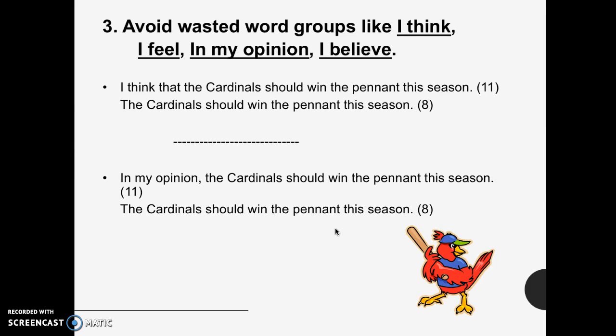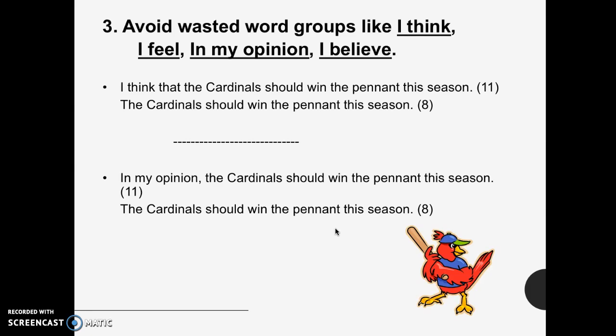We want to avoid wasted word groups like I think, I feel, in my opinion, and I believe. And you've probably been told not to include I think or I believe in papers because it makes them stronger, which it does. Eliminating those will also reduce the wordiness of your sentences. So it kind of has a double purpose. It does tighten your writing style, but it also makes it more forceful as well. So you get rid of words while at the same time making a more forceful argument. So instead of I think that the Cardinal should win the pennant, the Cardinal should win the pennant. Eliminate some words, and again, it's much stronger.